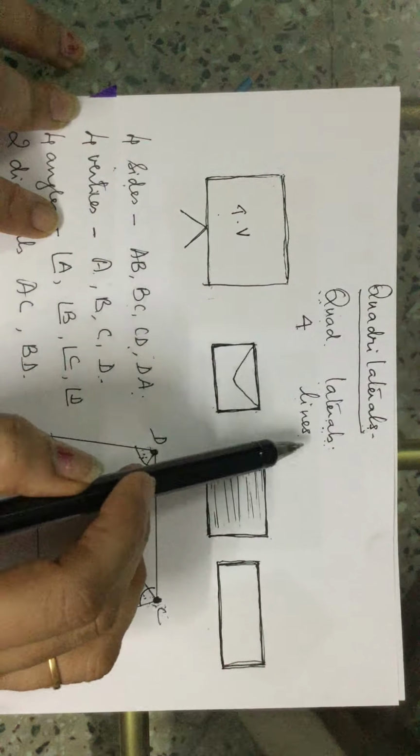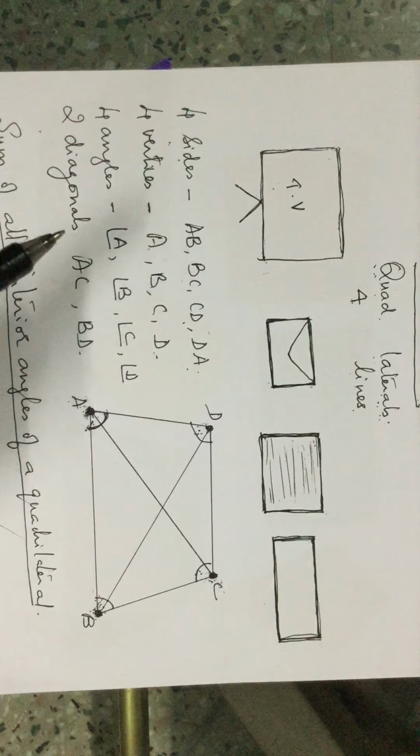Now let us come to the actual quadrilateral and see the different parts of the quadrilateral, what a quadrilateral is made up of. As I told you, a quadrilateral is made up of 4 lines and it's a closed figure. These lines are called the sides of the quadrilateral. So this has 4 sides, AB, BC, CD and DA. So the 4 sides of the quadrilateral.